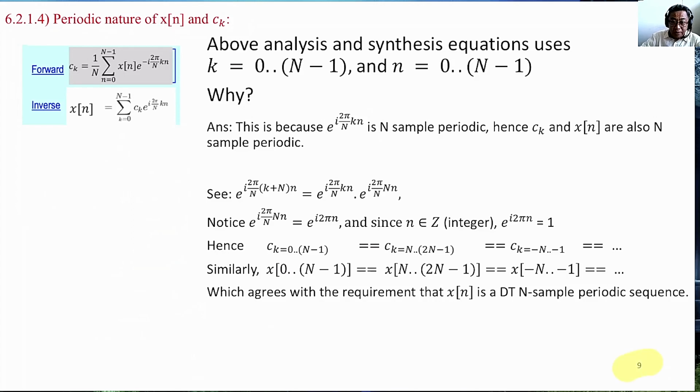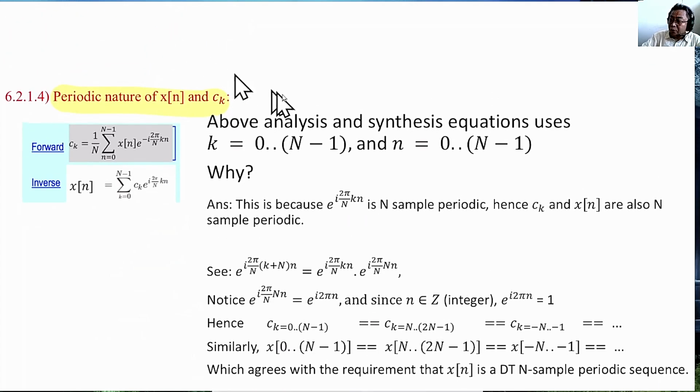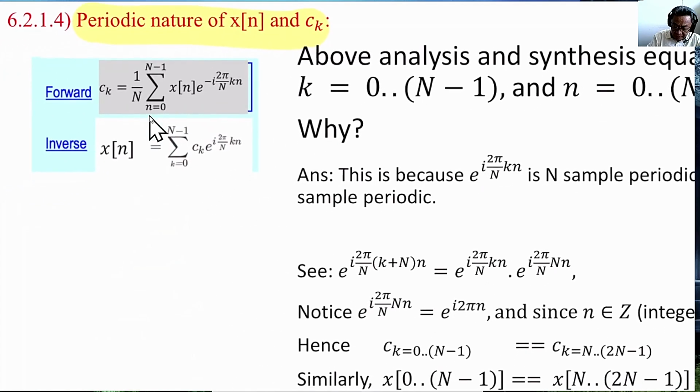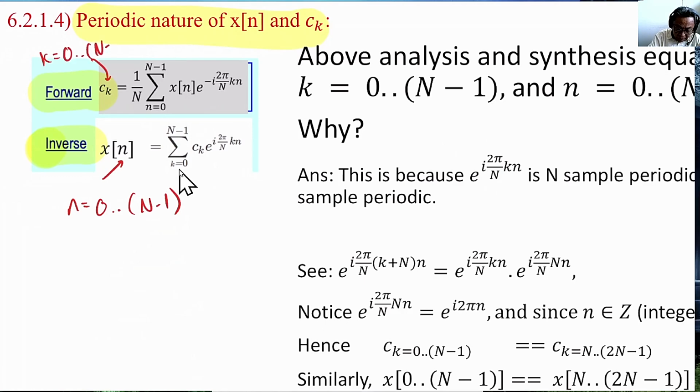This is page 9 of slide 6.2.1.4. In this slide, we are asking about the periodic nature of x[n] and c_k. In all the equations of the analysis, this equation here, as well as the synthesis, this equation here, notice that we often only talk about 0 to N minus 1 for the synthesis, as well as the analysis, k equals 0 to N minus 1.